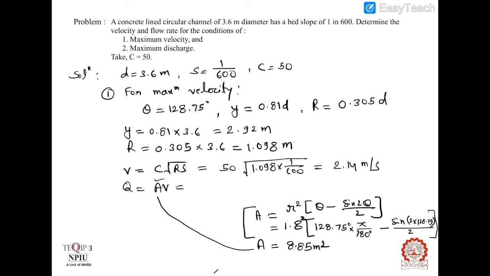Now substitute this value here. 8.85 multiplied by 2.14 is equal to 18.94 meter cube per second. Okay, 2.14 meter per second is the velocity, and 18.94 meter cube per second is the flow rate in case of maximum velocity condition. Now again we have to find the velocity and discharge for the maximum discharge condition. So let's find that one.